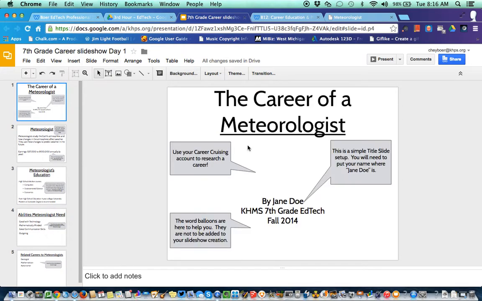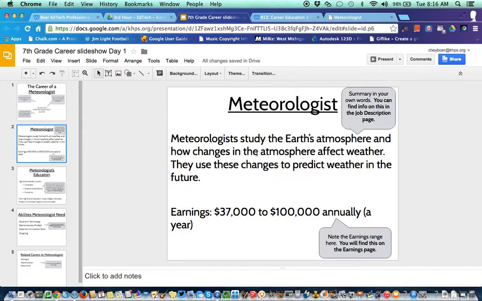Now notice also I have some word balloons on each slide. You don't need to make those. Please don't put those on your slide. Those are just there to help you, okay, with some reminders. In fact, this one down here tells you that. All right. Now the other word balloons here, as we get going, will tell you where to find the information that's on that slide. So notice here, for example, you need to make a summary about what your job's about, all right, and you can find that info on the job description page.